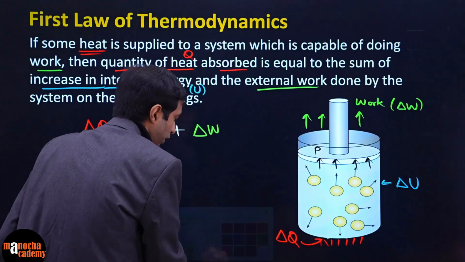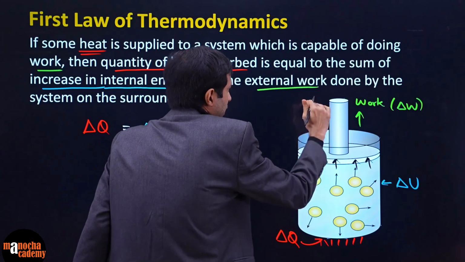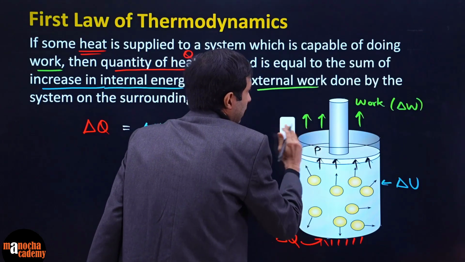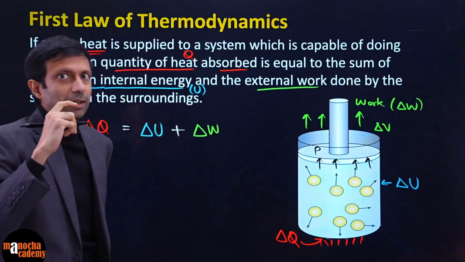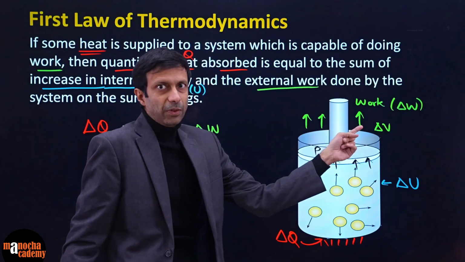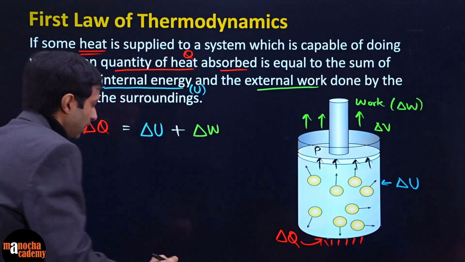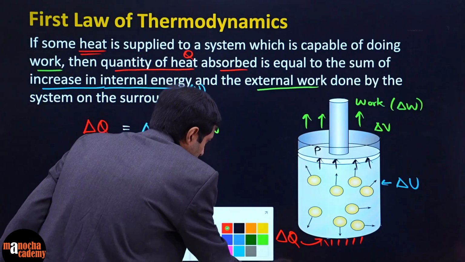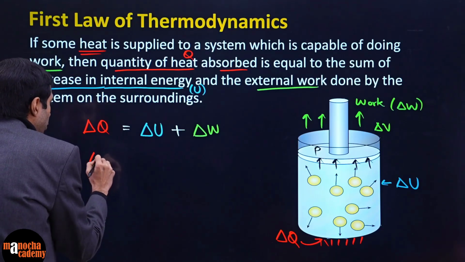And let's say there is a change in volume. So the piston moves up and there is a change in volume delta V. So in the last class, we had learned that the work done will be, you can see the derivation of that, P times delta V. So I can replace this delta W. So we can write the first law like this also.